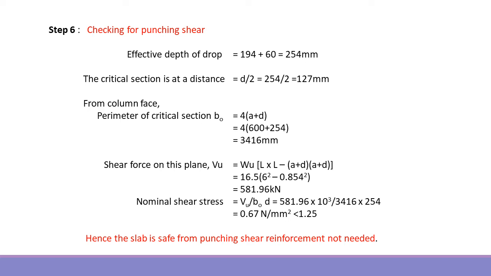Then the critical section is at a distance d by 2. This is one formula. So d by 2 is equal to 254 mm divided by 2, which is 127 mm from the column face. The perimeter of the critical section, Bo, is given by the formula 4 into a plus d, where a is the column size and d is the effective depth of the drop panel. So a is equal to 600 mm and d is equal to 254 mm. You get the perimeter of the critical section as 3416 mm.